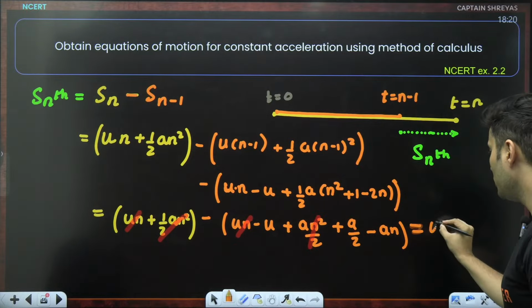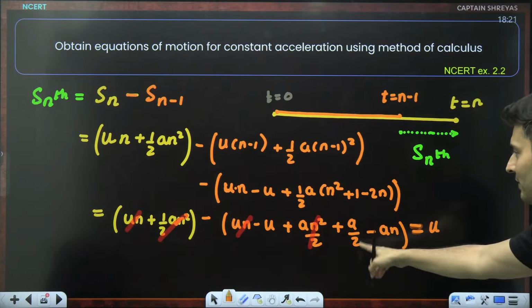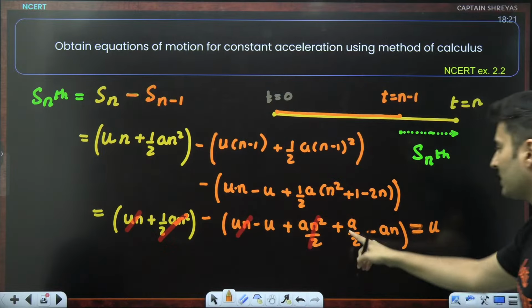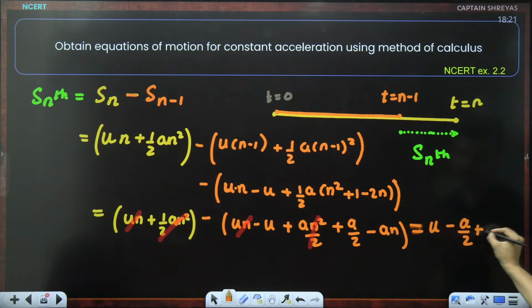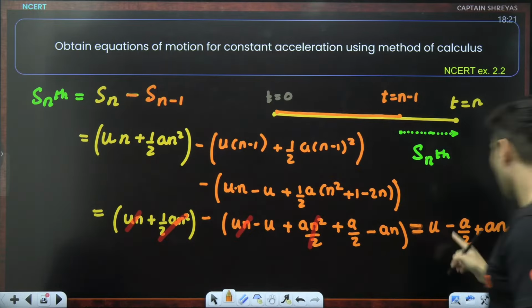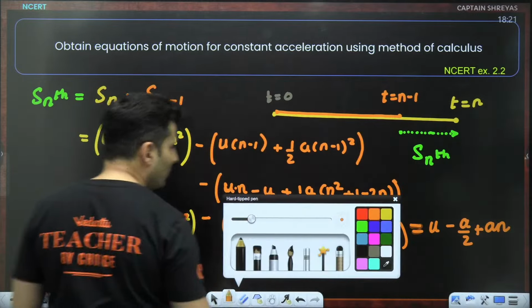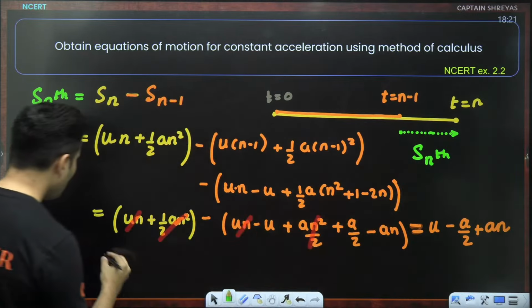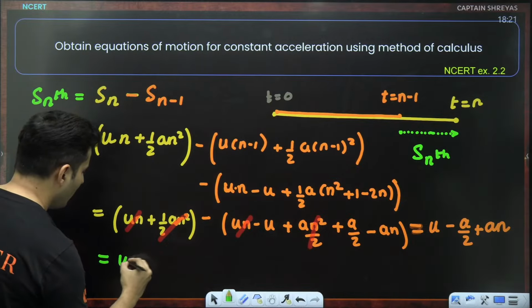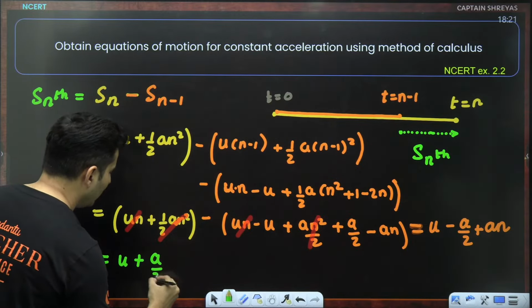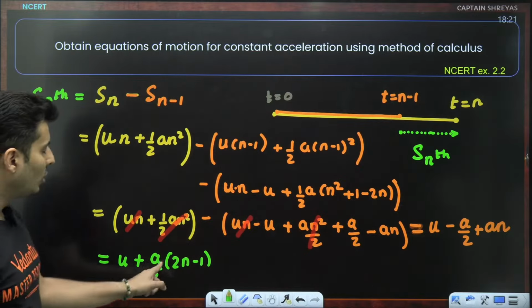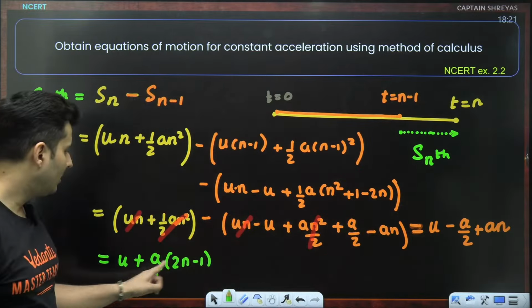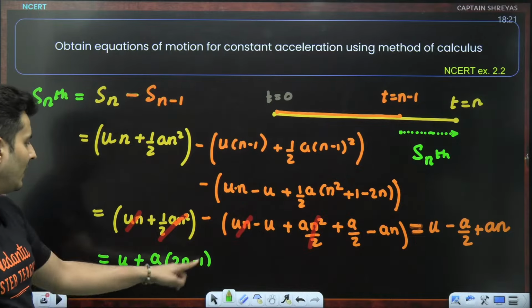What is left over? U is left, correct? Minus minus will become plus, and then I'm left with negative a by 2, and minus minus again becomes plus, and this will become plus an. You can take a common, and you will get the final answer now. Yes, this will be nothing but u plus a by 2, you take out common and write it as 2n minus 1. It's one and the same thing. 2 cancels, it will become an, and over here you just have minus a by 2.